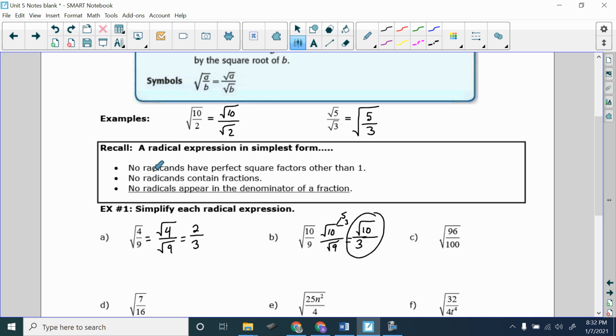Got that? The radicand cannot contain fractions, so underneath the square root here is not a fraction. The entire thing is a fraction, but under the square root is not a fraction. And then the top square root is as simplified as it can be.